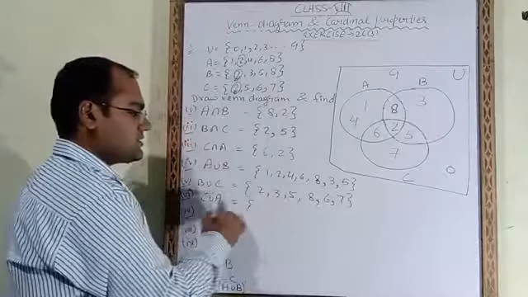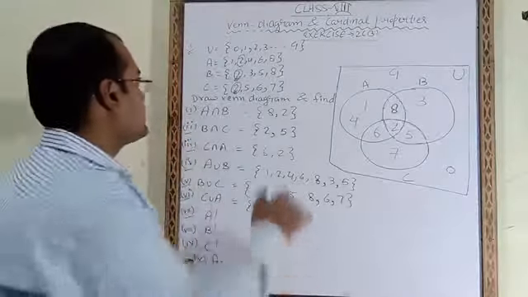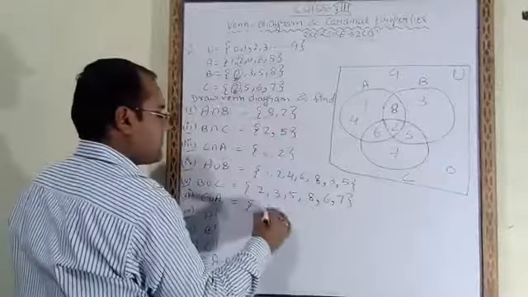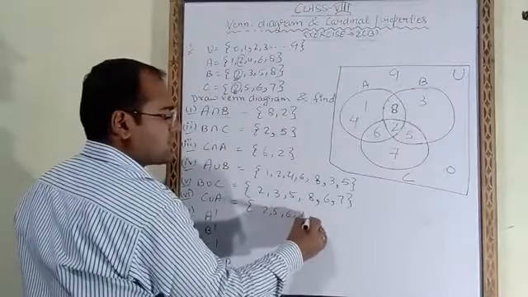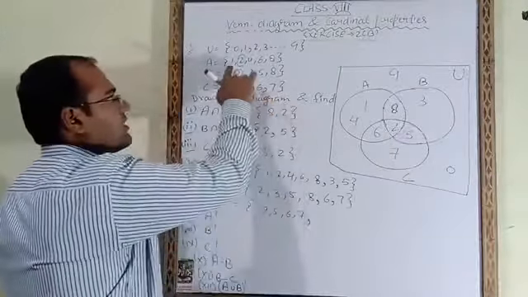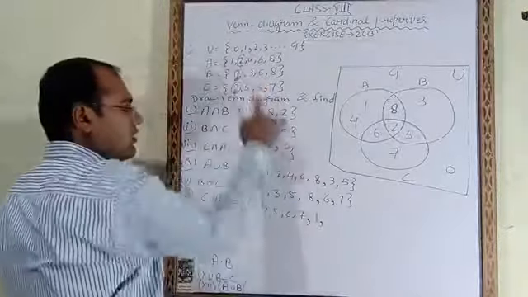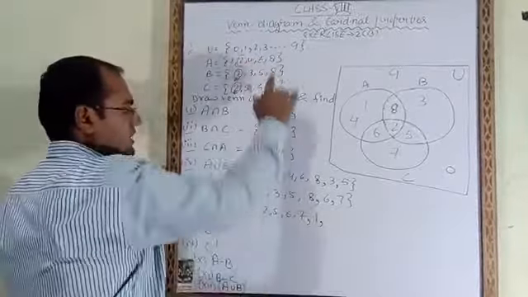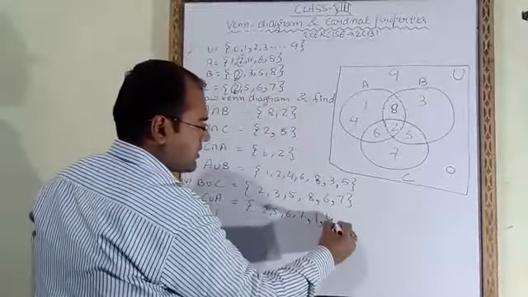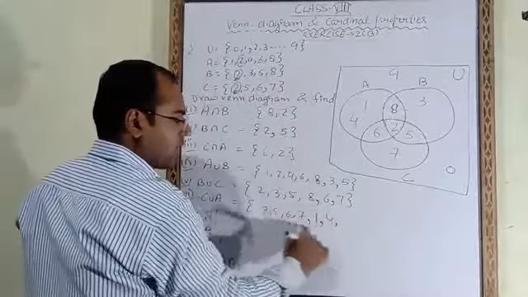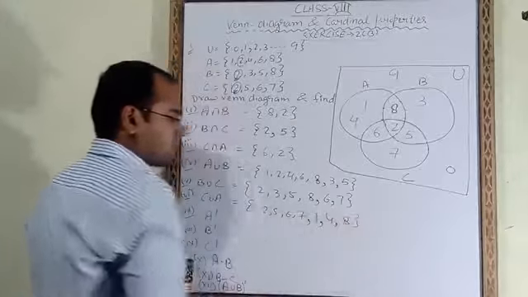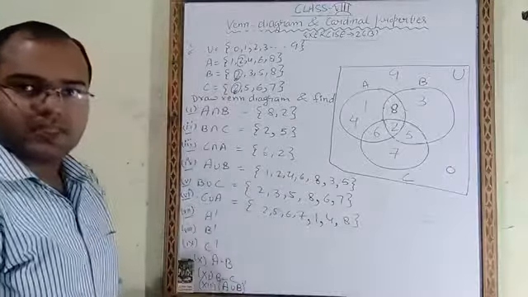Now C union A. C union A means C and A both the elements. C: 2, 5, 6, 7. These are the elements of C. Now A: 1 not taken. So we will write here 1. 2 already taken. 4, 6, 8. 4 not over. 6 over. 8 not over. So these are the elements of C union A.